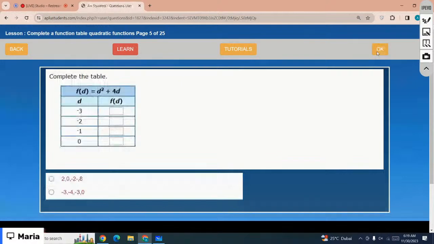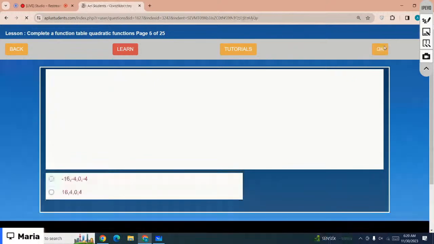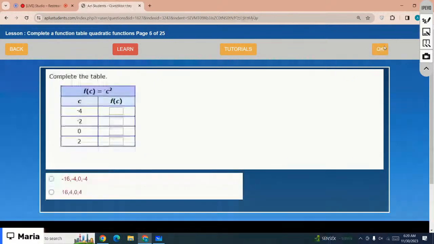Complete the table. F of d equals d square plus 4d. The correct option is option number 2, that is negative 3, negative 4, negative 3 and 0. Okay, you can complete the lesson by yourself later today. Let me just move on to the next lesson.